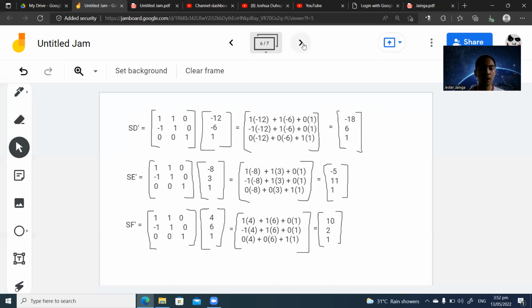So next for E, the value is -8 and then 3. So we multiply 1 times -8 plus 1 times 3 plus 0 times 1. -1 times -8 plus 1 times 3 plus 0 times 1, and 0 times -8 plus 0 times 3 plus 1 times 1. So the new value now is -5 and then 11.